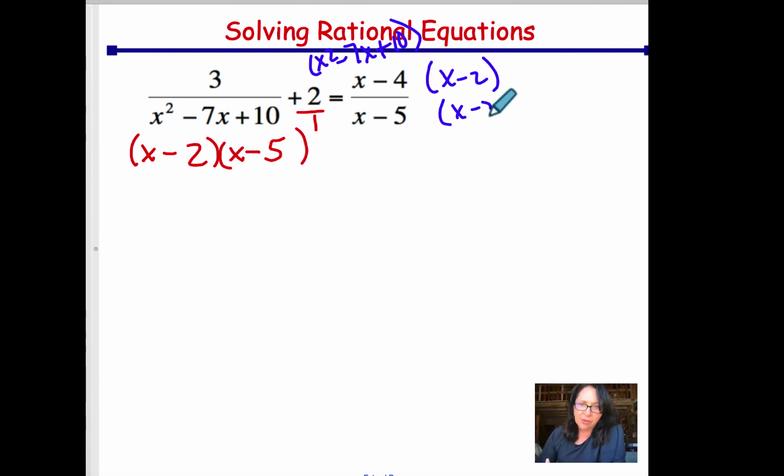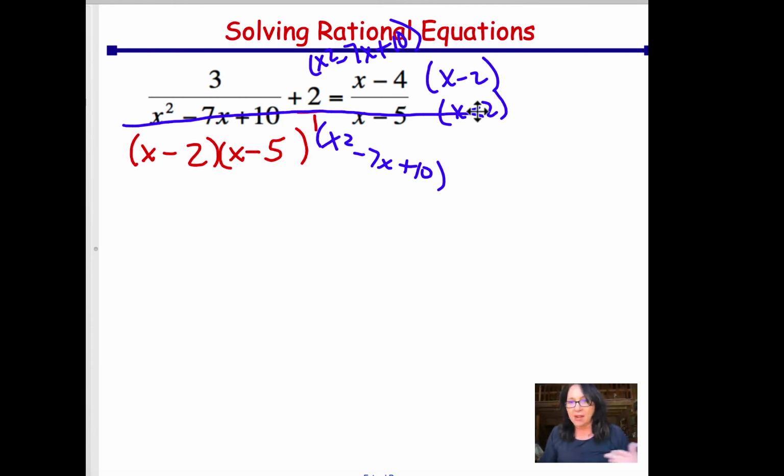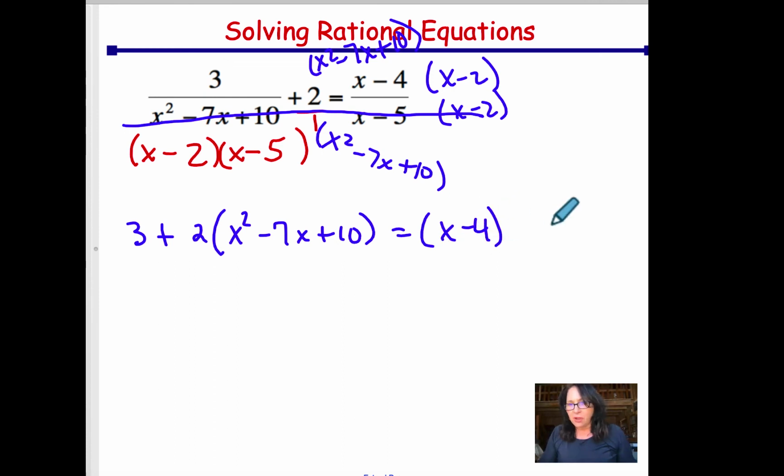So x minus 2. And then again, you still have to multiply top and bottom by x squared minus 7x plus 10. And what that's going to do is it's going to allow me to cancel out my denominator and set my numerators equal to each other. So I'm going to write this out. I have 3 plus this value here, which is 2 times x squared minus 7x plus 10, is equal to x minus 4 times x minus 2.